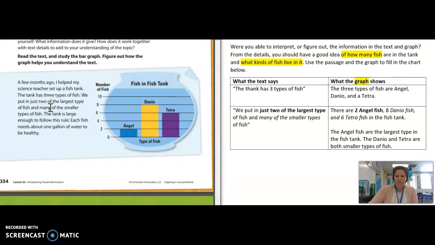Today on your own, you guys have a new text to read. It's all about features of the ocean floor. You have a similar graphic organizer where you are going to think about what the text says and then what the diagram and the graph show. So in part 2 of this video, I'm going to show you guys the graphic organizer, so I'll see you in just a second.